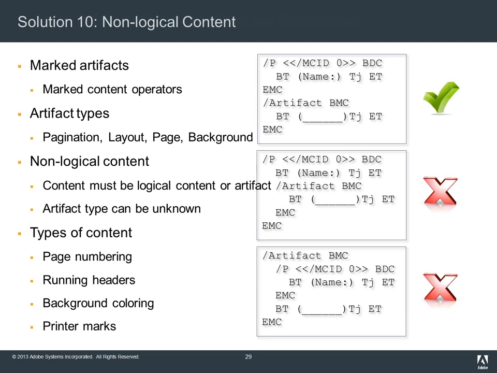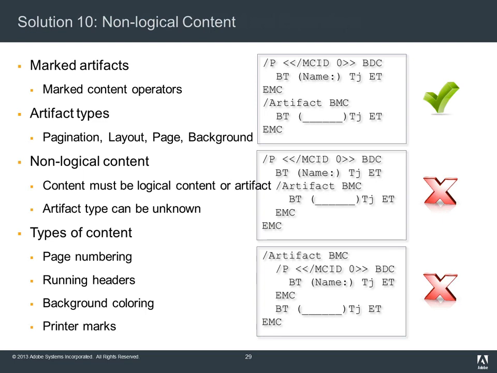Content can only be one type of thing. It can only be an artifact or logical. It can never be both. And so I've given three examples here of marking up artifacts versus logical structure. And only one of those is legal, valid PDF syntax, the top one. I separate out the two pieces of contents.